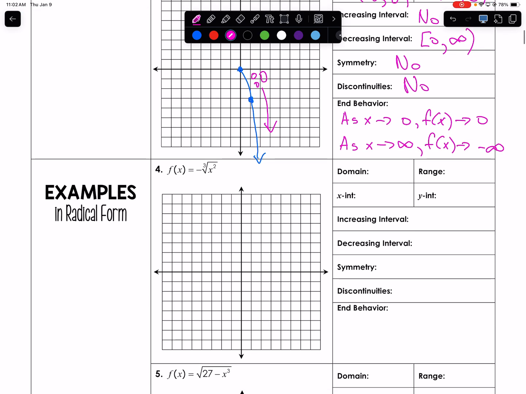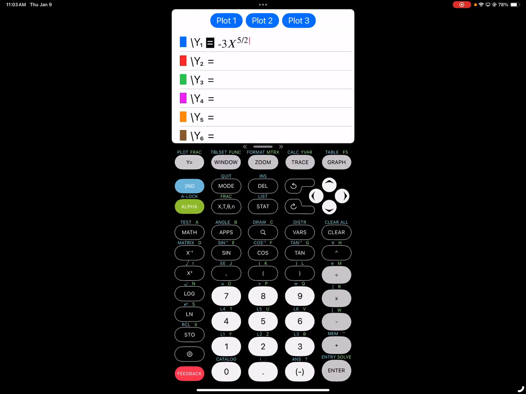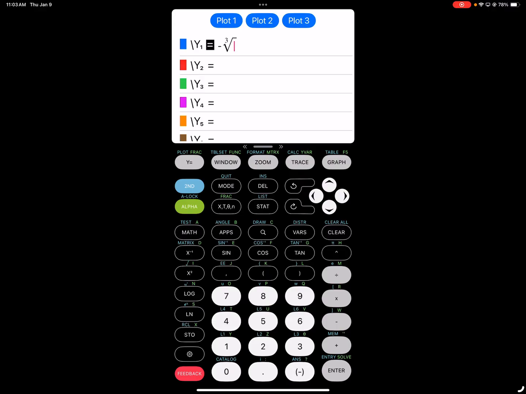That's always good. So we're going to do negative cube root of x squared. You remember how to get cube root on your calculator? You should. How do you get cube root? Math number 4 to get a cube root. So go negative first. Y equals negative math number 4 cube root of x squared, like that. Make sure it looks like that in your calculator. Math number 4.